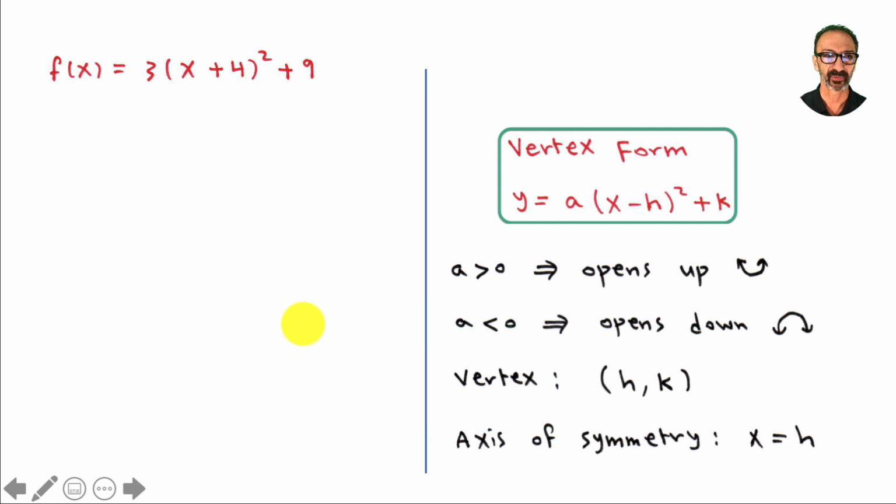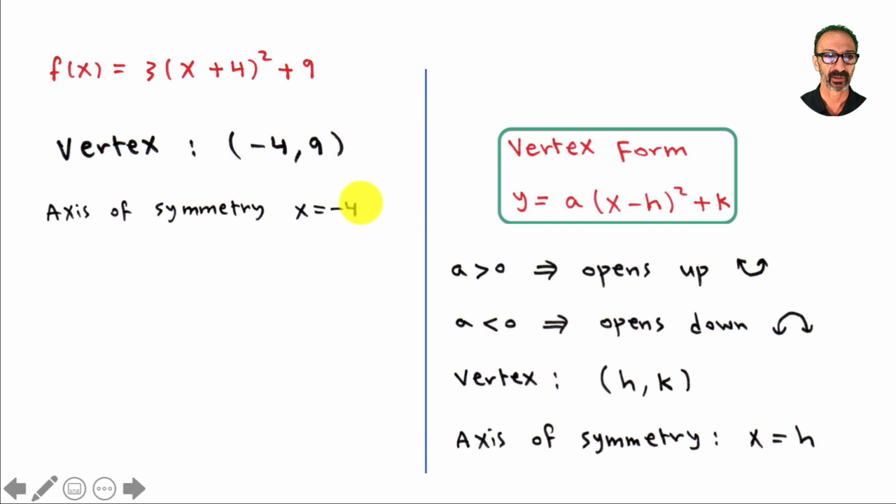One more time, another vertex form, but notice here it's a plus, but it's supposed to be compared to the formula minus. So I believe this was x minus -4. So you have to be careful with that. The +9, the plus k is still the same. So the vertex is -4, 9. And the axis of symmetry will be the x coordinate of the vertex, which is -4.